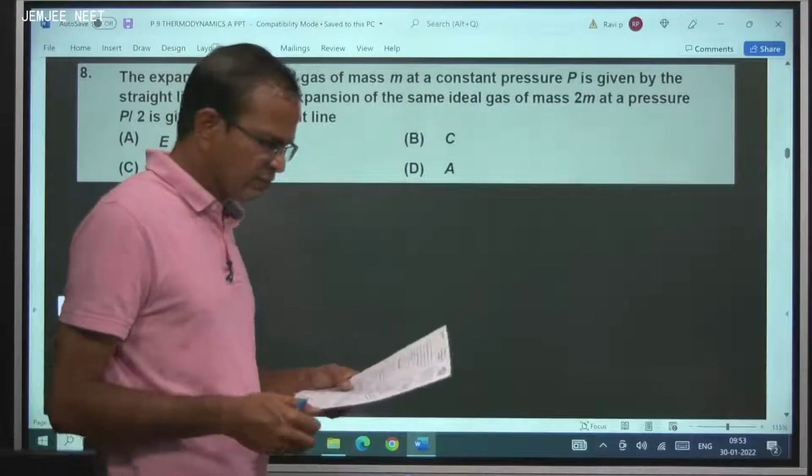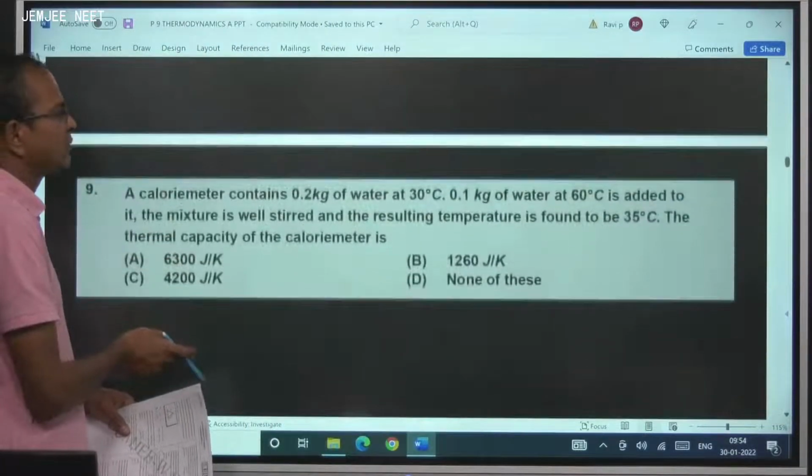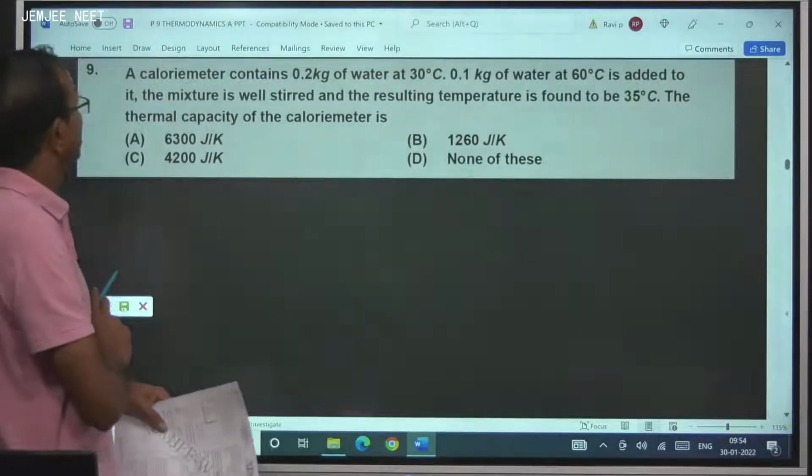Okay, leave the graph, leave the question, there is no other go. We cannot guess, because we don't have any physical quantity called expansion exactly. We have volume. Okay, come on, question number 9.